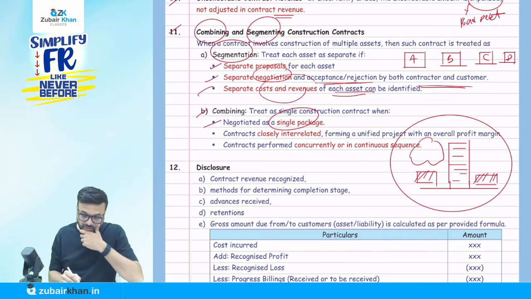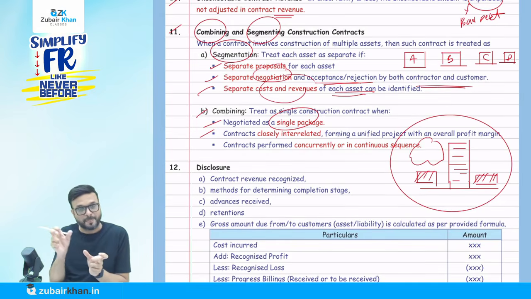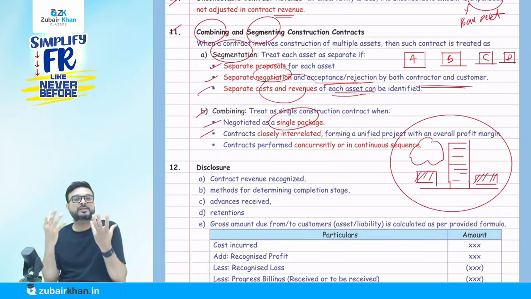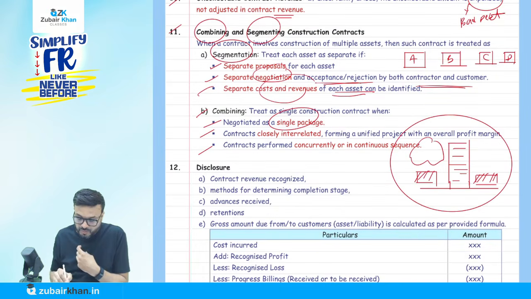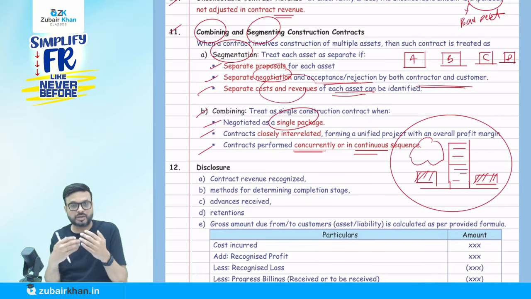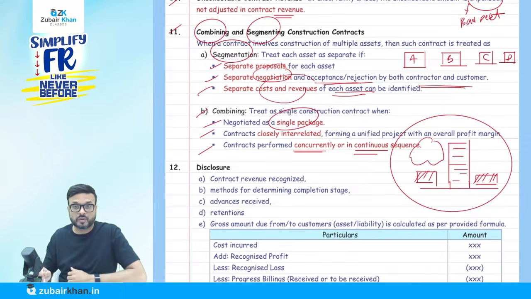Second, the contracts are closely interrelated to each other. I mean to say the building and the parking are interrelated, forming a unified project with an overall profit margin. So all this is covered in the construction of the building, swimming pool, parking, and park. Third, the contracts are performed concurrently or in continuous sequence, meaning we are doing them simultaneously, or one after another. If these 3 conditions are satisfied, then these are not 4 contracts: building, parking, park, and swimming pool.